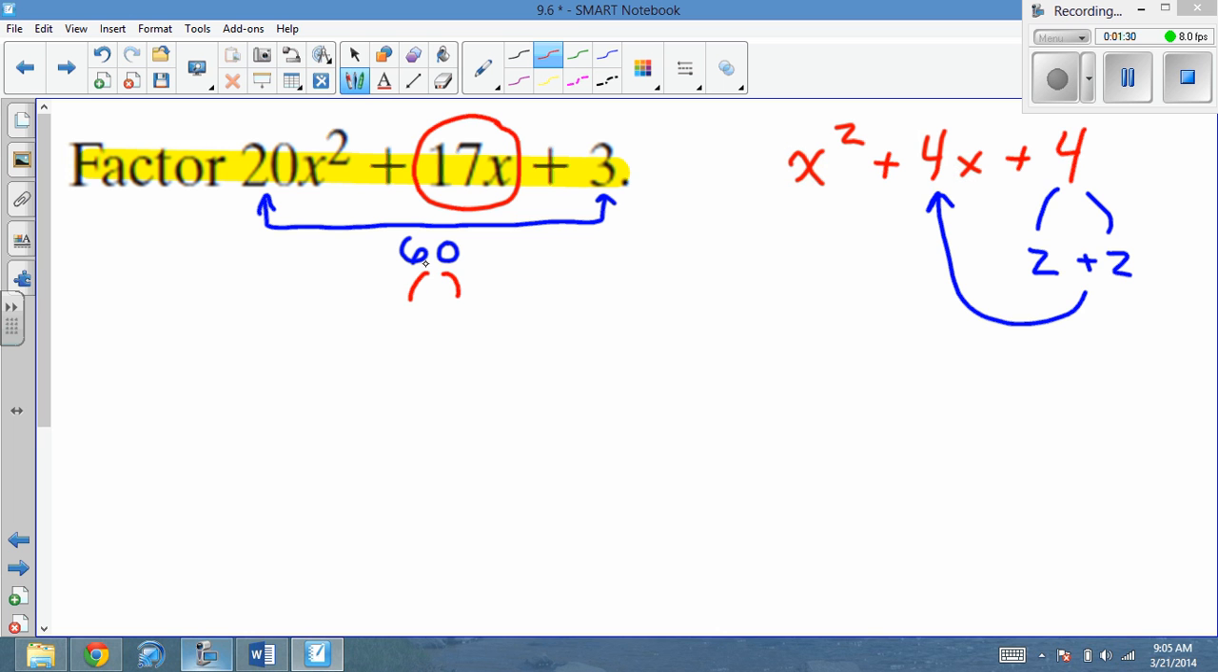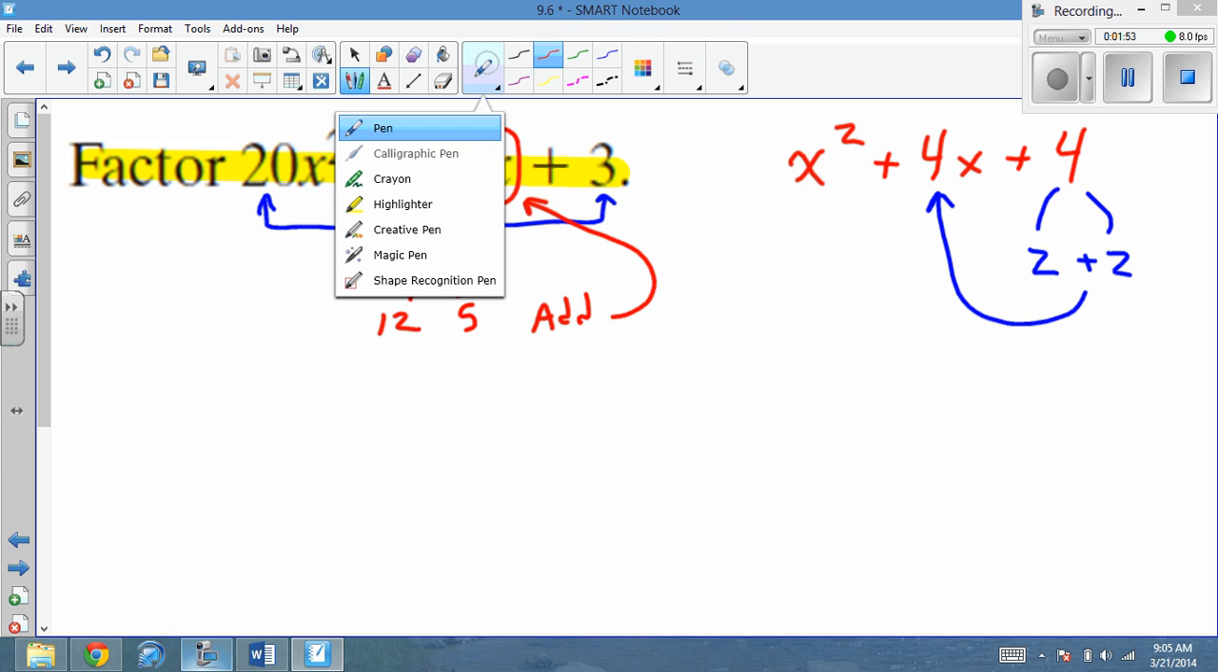So the factors of 60 that add up to 17 are going to be 12 and 5. A positive 12 times a positive 5 gives us 60, and a positive 12 plus 5 gives us 17. So they need to add together to get that, and they need to multiply to get 60.